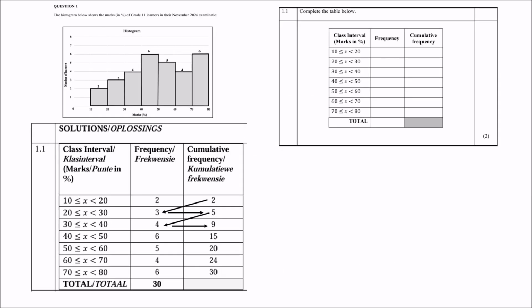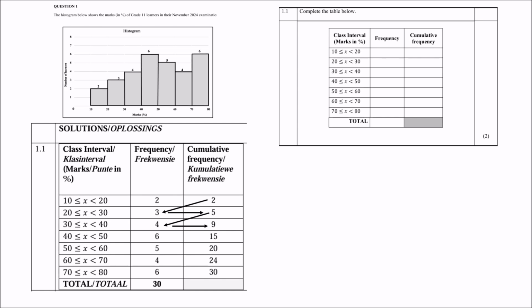Thus, in question 1.1, the table was given and you had to complete this frequency or cumulative frequency table. Now, if you go to your histogram, you will see that between the intervals 10 to 20, we have a frequency of 2. Between 20 and 30, a 3. 30 and 40, a 4. 40 and 50, a 6. 50 and 60, a 5. 60 and 70, a 4. 70 and 80, a 6.